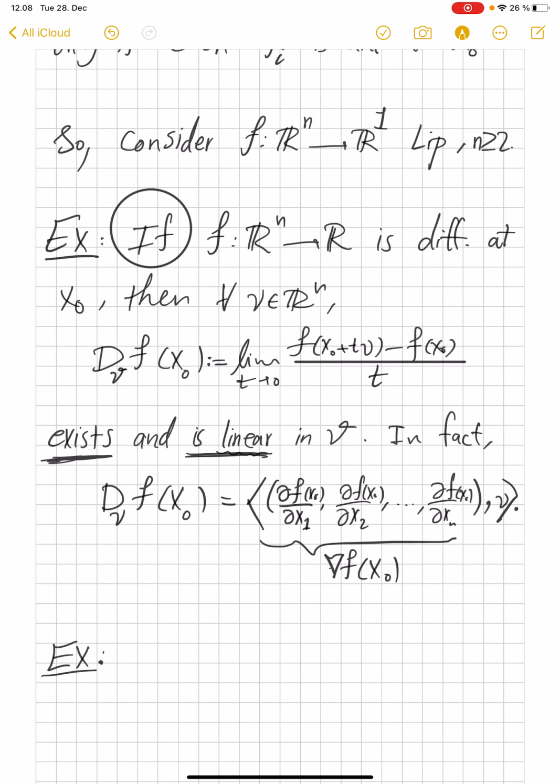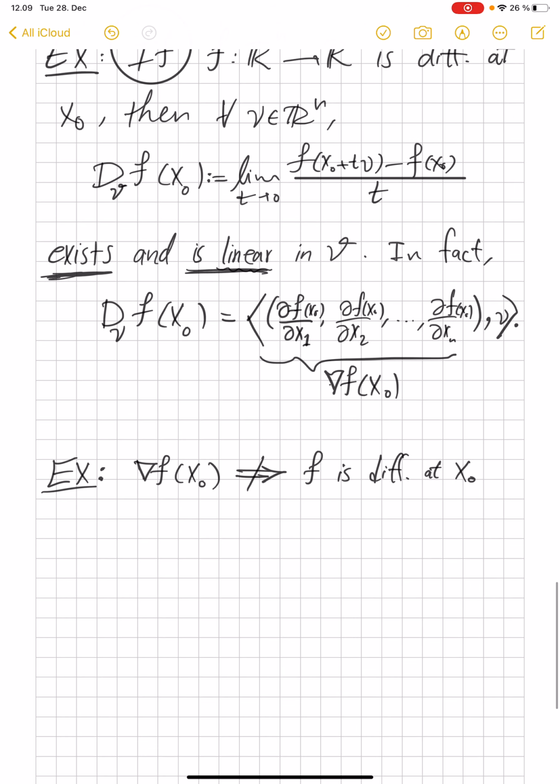Unfortunately, the reverse is not true. That would make multivariable calculus way much easier. If your partial derivatives exist, that does not imply f is differentiable at x0. Probably you've seen many examples of that one.